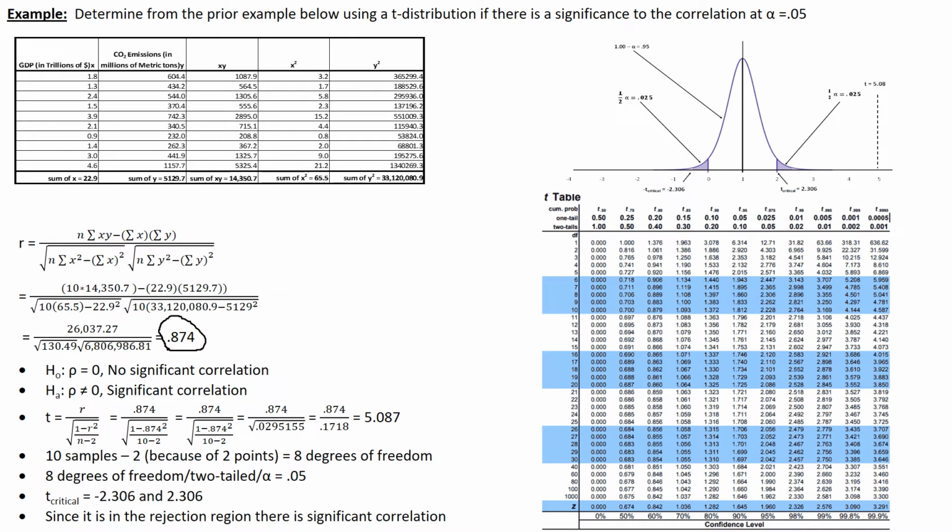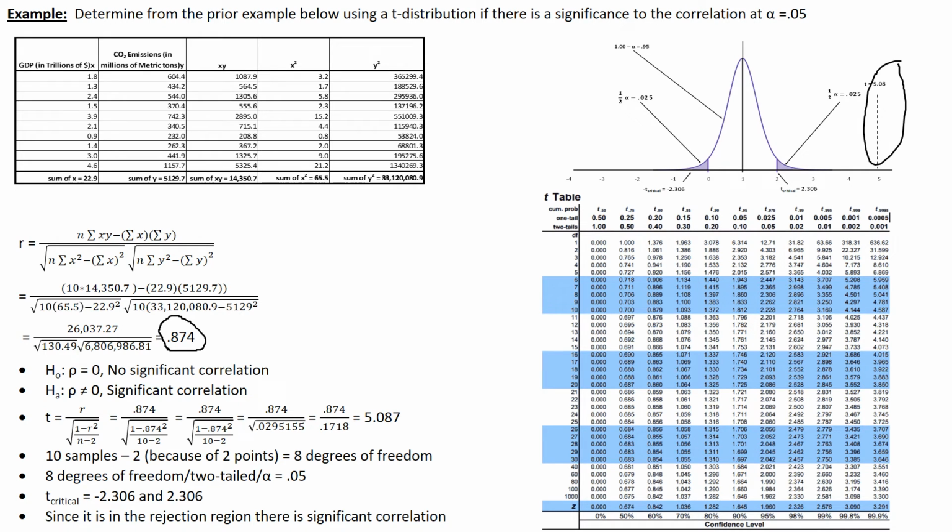And that's 0.874 over the square root of 0.0295155. The square root of that is 0.1718. 0.874 over 0.1718 is 5.087. So that is way over here. And if we're looking at critical points here, our alpha is 0.05, so that means it's 95% in the middle, which is 0.025 on both sides.